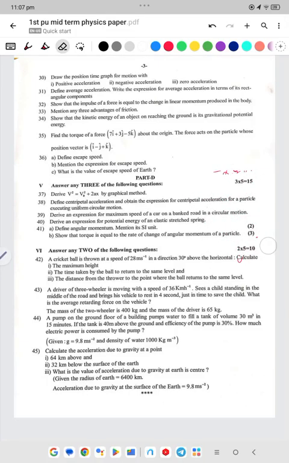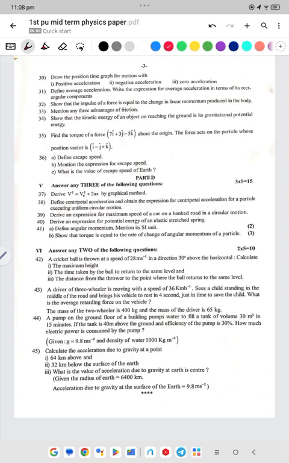Next one is you have to define what you mean by escape velocity, the expression of escape velocity and the value of escape speed of the earth. That is 11.2 kilometer per second.